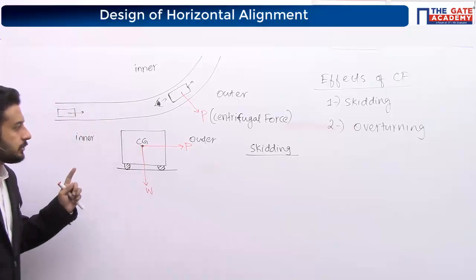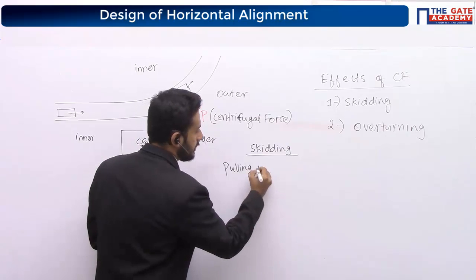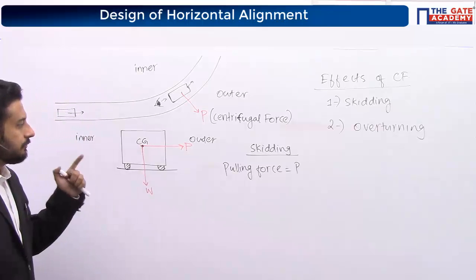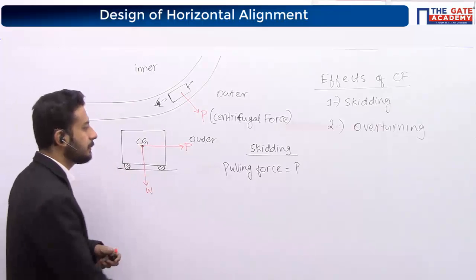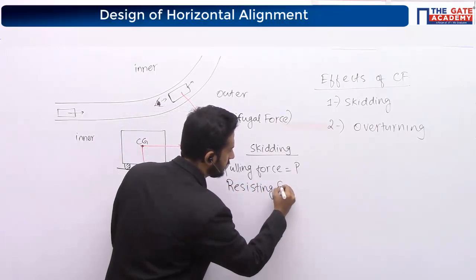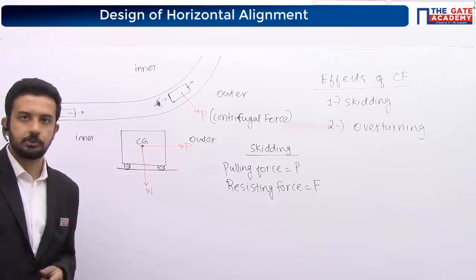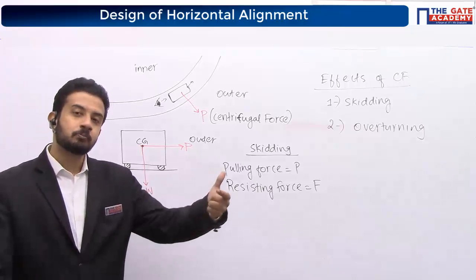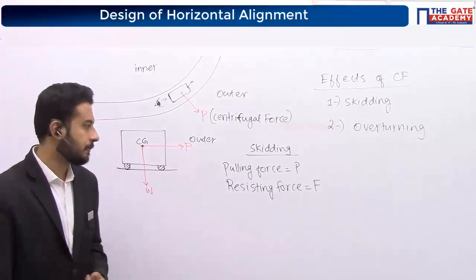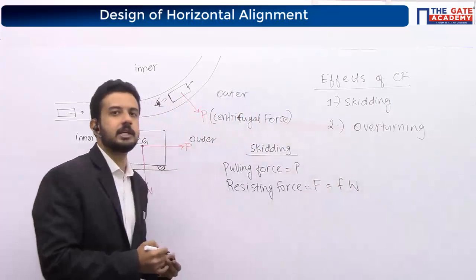Case 1. Which force is trying to pull you towards the outer side? The pulling force is nothing but your centrifugal force P. Which force is going to resist that? As you said, it is the frictional force. Resisting force is equal to the frictional force. But that frictional force is not in the longitudinal direction. It will be in the lateral direction, from the side. It is equal to the coefficient of friction into W.